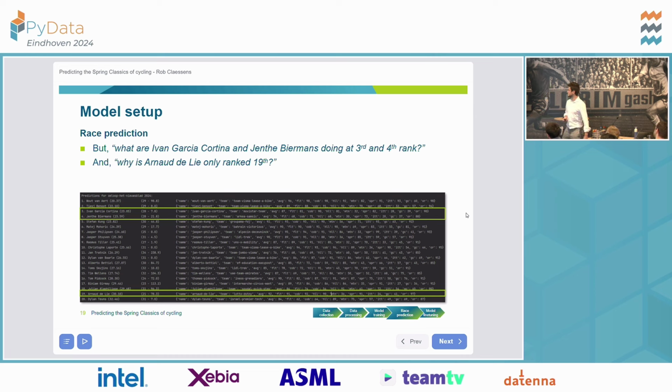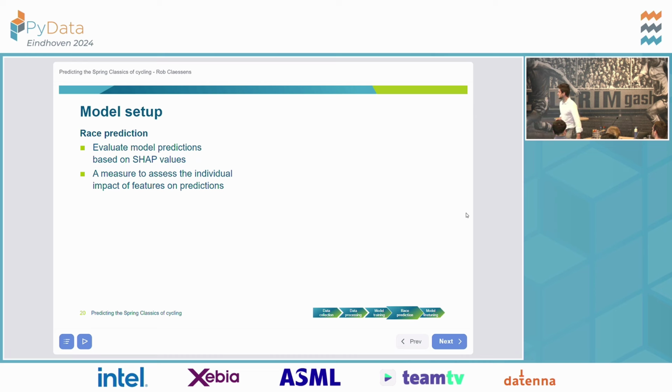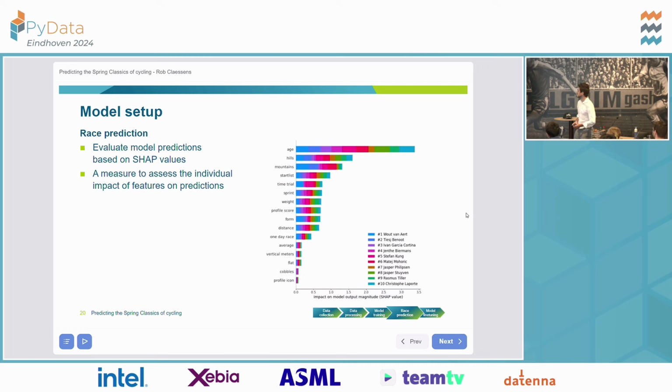So I then tried to look a bit into my model. And for this I used SHAP values. We saw LIME this morning, but I used SHAP. With this you can also measure the individual impact of features on your predictions. What I did is I computed the SHAP values for the top 10 of my riders, which gives this result. So again, you see here the top 10, and then the SHAP values for them, basically added up per feature, and then ordered based on importance.